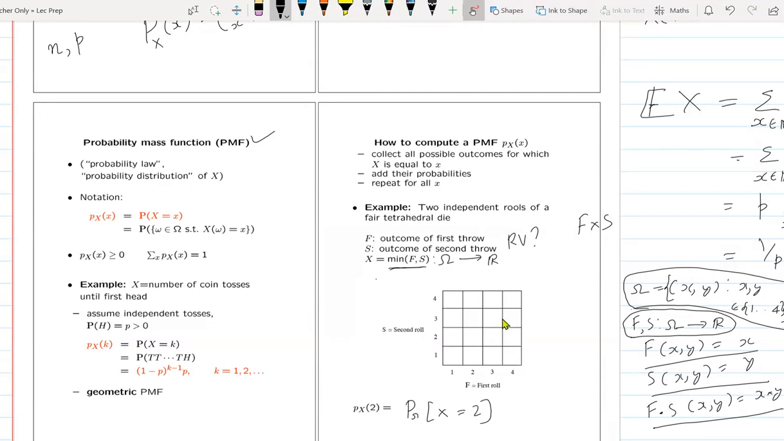So this is the sample space. When can x be equal to 2? Suppose this element in the sample space, can this be part of this event? No, sir, this cannot be. Okay. So can this be part of this event? No. So this also cannot be part of the event. Okay? What about this?